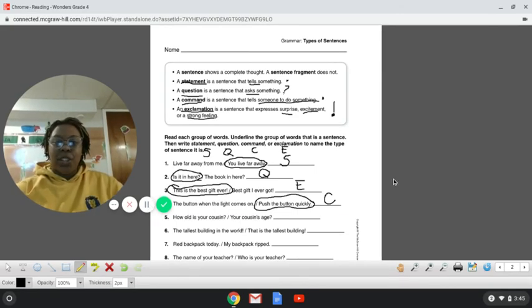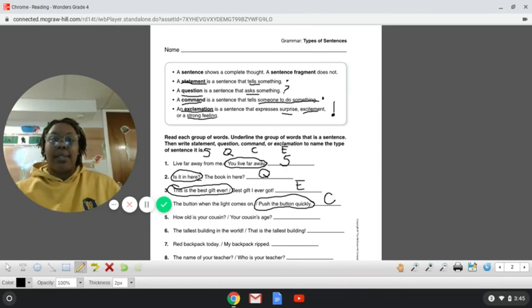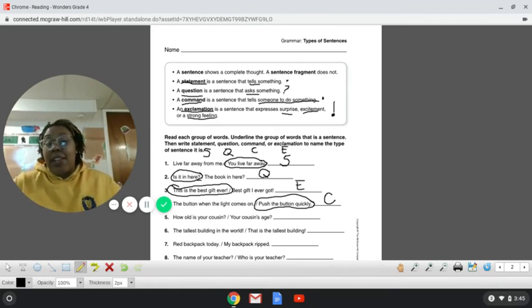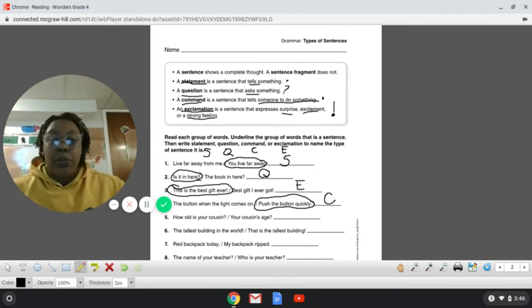All right, Lions. So just a quick recap. We are talking about sentences today for our glorious grammar. Sentences show complete thought or ideas. When they say it to you, it makes sense. A sentence fragment does not. It's only part of the idea. Some pieces are missing, and if someone says it to you, you're going to be confused.